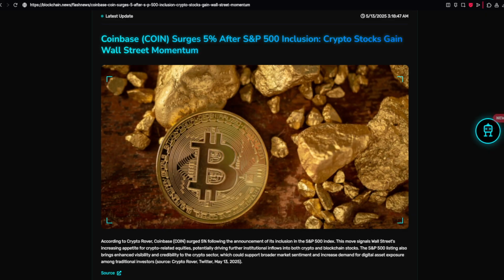For our final piece of news today, we have companies like Coinbase and MicroStrategy being included in the S&P. According to Crypto Rover, Coinbase surged 5% following the announcement of its inclusion in the S&P 500 index. This move signals Wall Street's increasing appetite for crypto-related equities, potentially driving further institutional inflows into both crypto and blockchain stocks. The S&P 500 listing also brings enhanced visibility and credibility to the crypto sector, which could support broader market sentiment and increase demand for digital asset exposure among traditional investors.